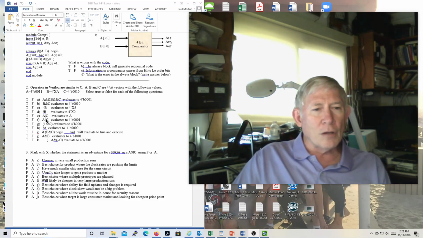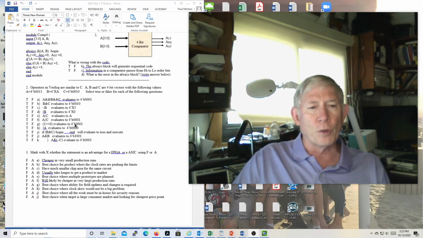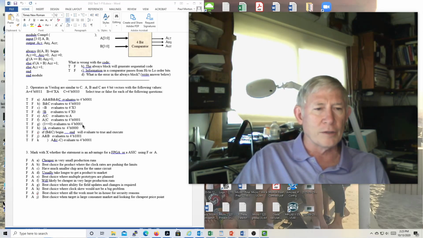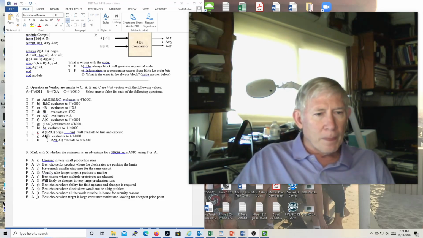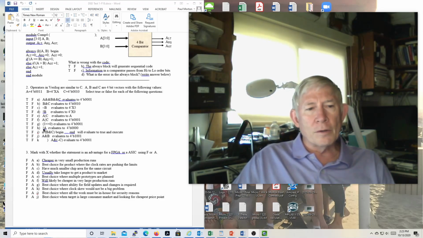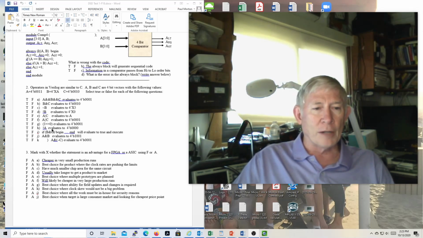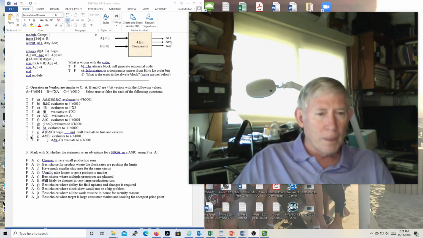A logically OR with C evaluates to 1. Yes, that's right. 1 shifted 0 evaluates to B, 4 tick B 0001. Yes, that's correct. Exclamation point A evaluates to 0. Yes, that's correct because it's a logical inverse. A is true, so the logical inverse is false, and that's always 0.